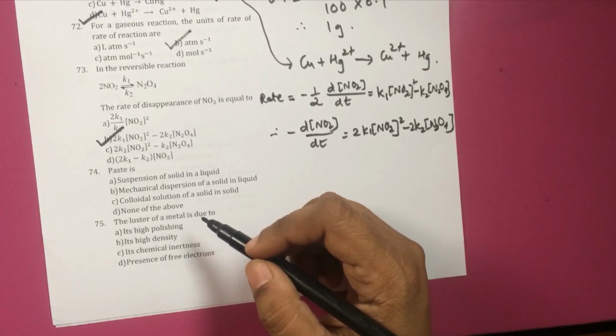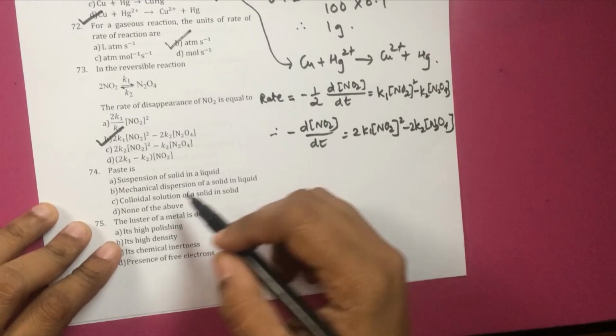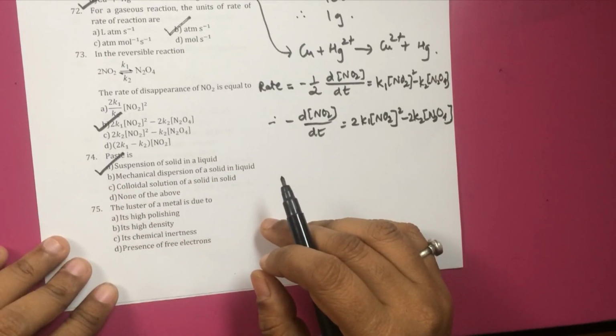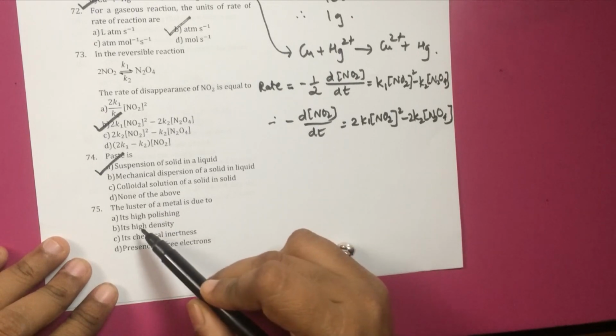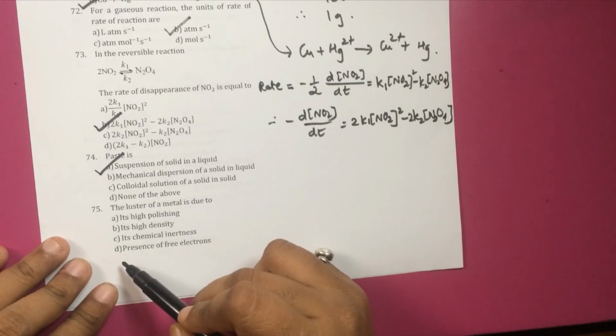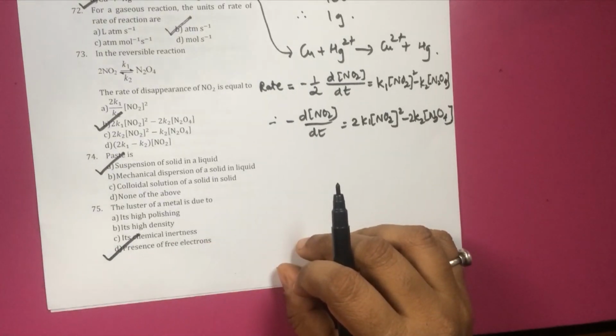The paste is nothing but the suspension of solid in liquid. Therefore option A. Question number 75. The luster of the metal is due to its high polishing, high density, its chemical inertness, and the presence of free electrons. The mobility of electrons, that is free electrons, is responsible for the luster.